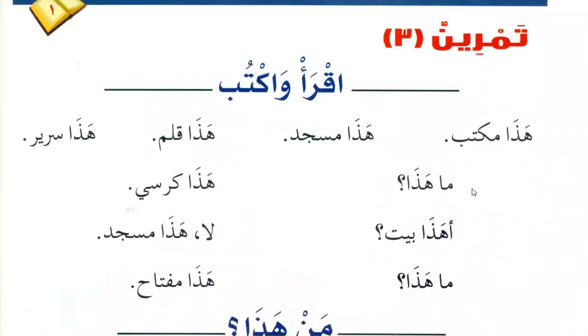التمرين الثالث, third exercise. Iqra waktub, read and write. He's asking you to read these sentences and I recommend you to translate them as well. So, ma hadha, hadha kursiyun, and then ahadha baytun, la hadha masjidun. No need to make any changes, any question. Just read them directly, okay? It is like hadha maktabun. This is a table like this.